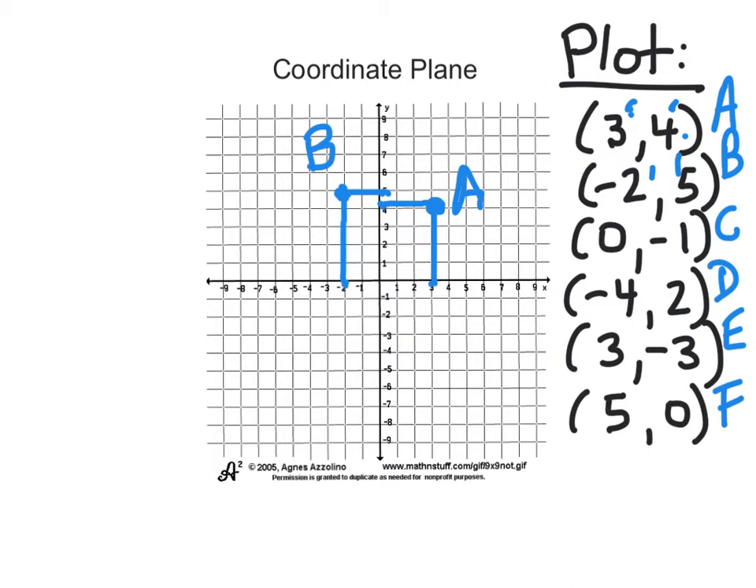Point B would be plotted in the second quadrant, right there. Now, when you plot these, you don't draw the lines. I was just doing that to show you how I was locating where to plot them. So when you actually plot these, you just only plot the point.